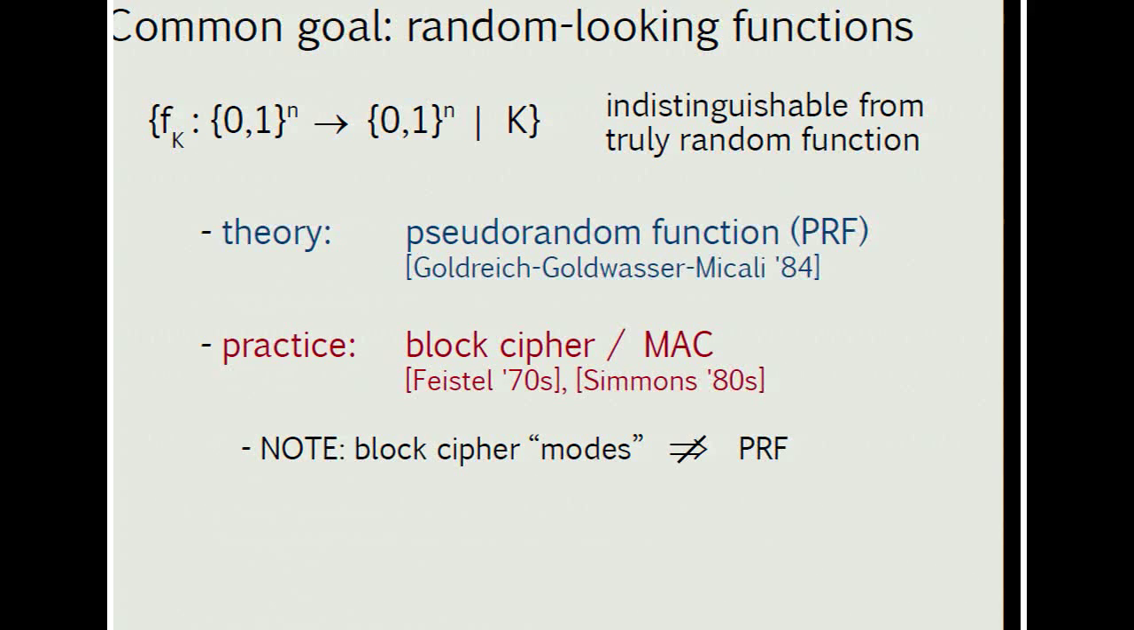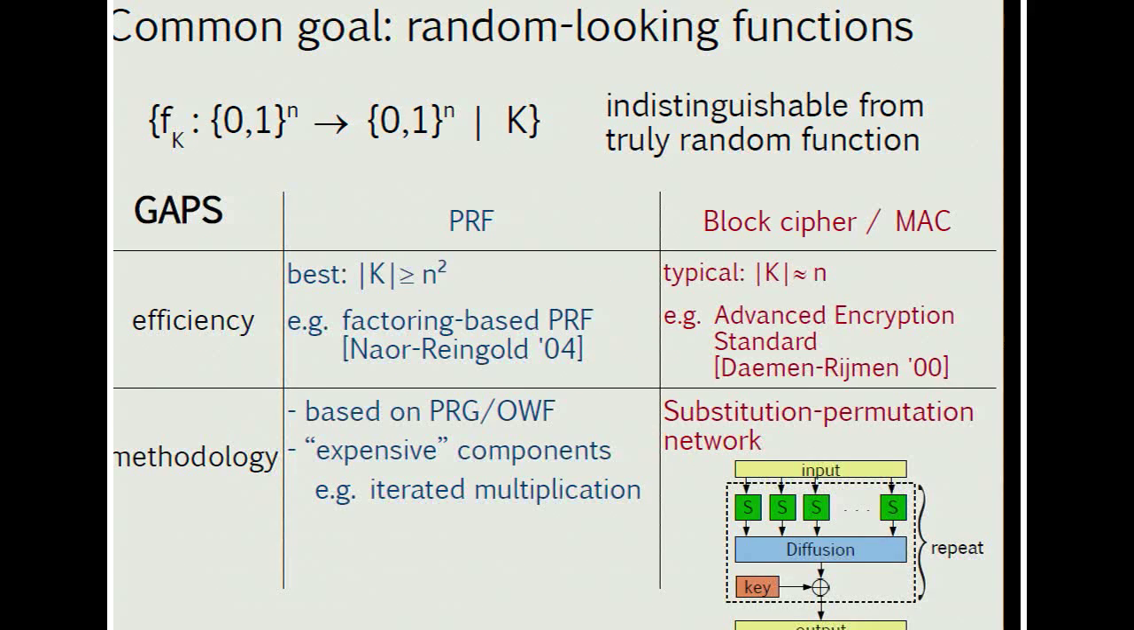One thing I want to point out at the beginning is that block ciphers tend to be fixed input length, and it's not the case that the common modes of operation give you a pseudorandom function. Even if you had a 128-bit block cipher that was as secure as possible, applying any of the standard modes like CBC-MAC, there are distinguishing attacks against these. And what we want with pseudorandom functions is that the security grows with the input length n.